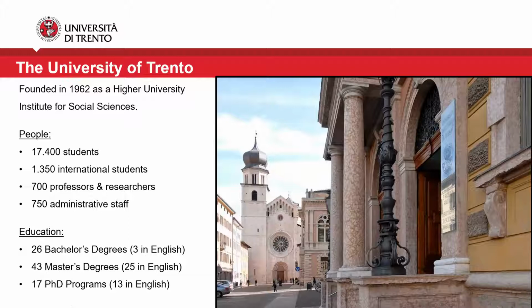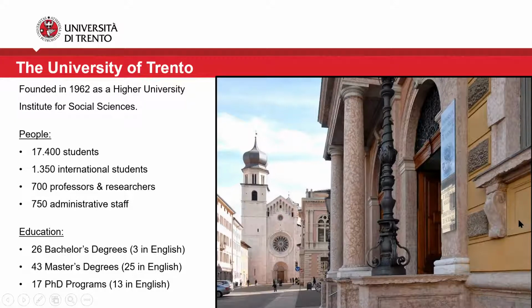It was founded in 1962 as a higher institute for social sciences. So initially sociology, and you can see in the photo here on the right, the original sociology building, which still today houses the Department of Sociology, which is in the center of the city of Trento. Just to give you a brief background. We have over 17,000 students, of which 1,350 are international students. So a high percentage of international students at the University of Trento. Around 700 professors and researchers, and around 750 administrative staff.